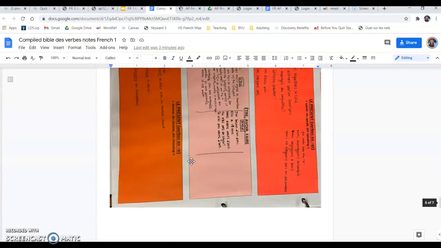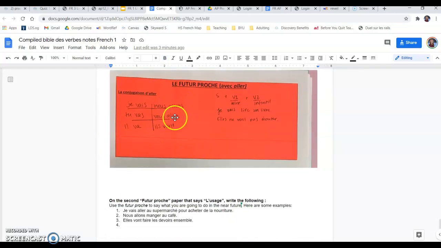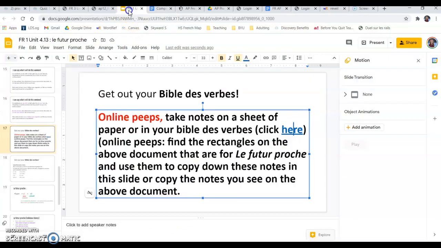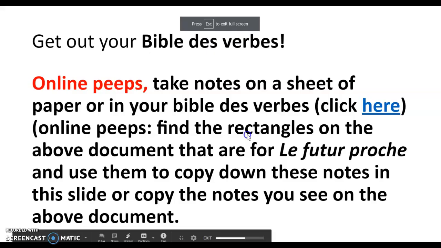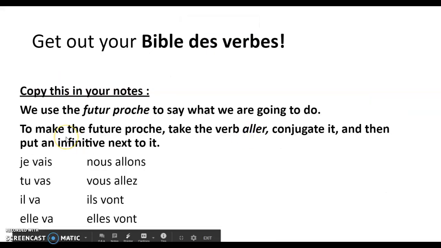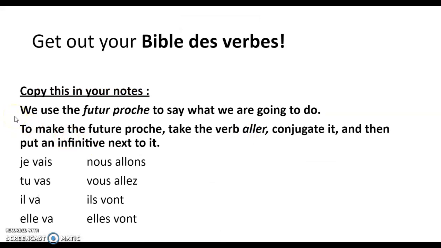The notes we took are very similar to these notes and this example. So if you want to copy it straight from here, you can, or you can come back to the PowerPoint and copy what you see on the PowerPoint, either way. All right, so we copied these in our notes. We used the futur proche to say what we were going to do. So it's called the near future because it's not super far away, but it's the near future.